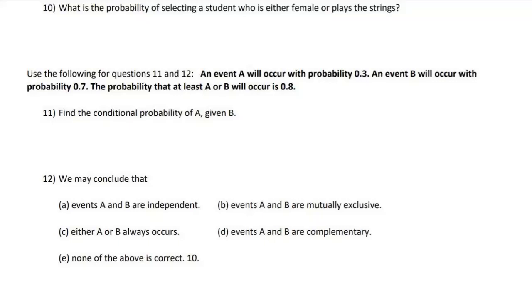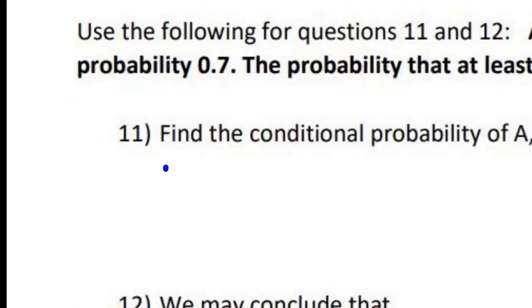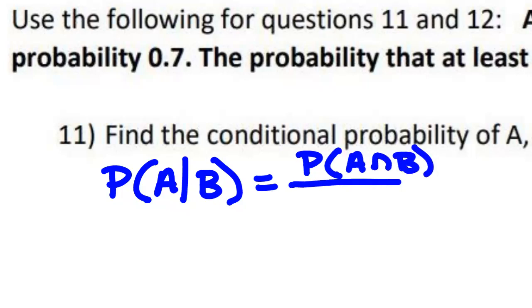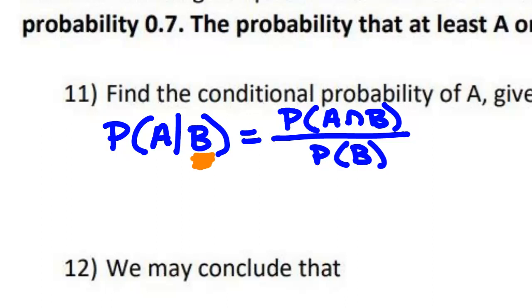Find the conditional probability of A given B. So the probability of A given B. Again, this is one of the formulas that you get. That is the probability of A and B, the intersection, divided by the probability of B. Biggest thing I want you guys to remember about this is whatever this second piece is, whatever it is that's given, that's your denominator. The probability of that is your denominator.